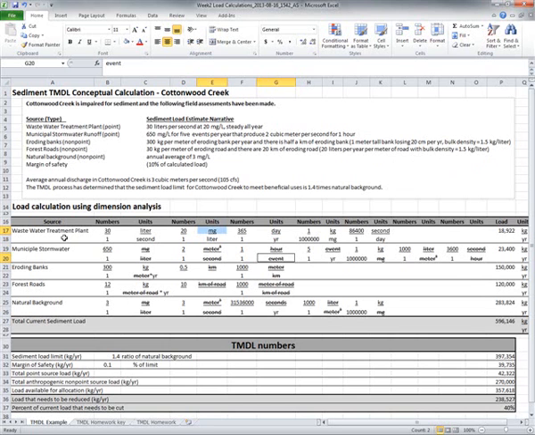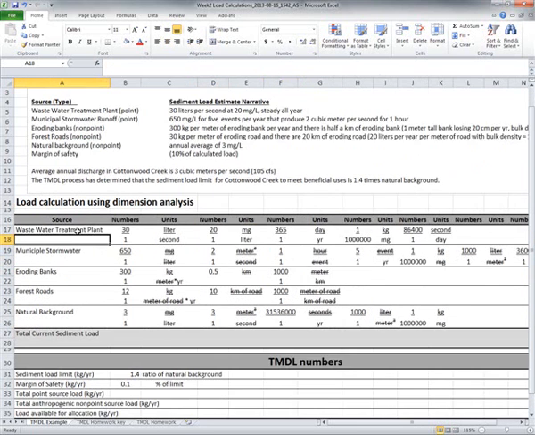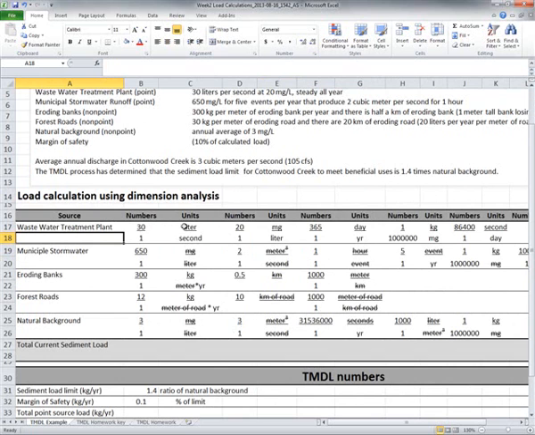And so again, for the wastewater treatment plant, we said that we had 30 liters per second of discharge, and so I've got 30 in the numerator and 1 in the denominator for liters and seconds. And so I've tracked these numbers here in individual cells so that we can easily do math and then manipulate them to think about scenarios. With the wastewater treatment plant, we said that we had 20 milligrams per liter of sediment. We said that that was flowing all year long, so 365 days per year.